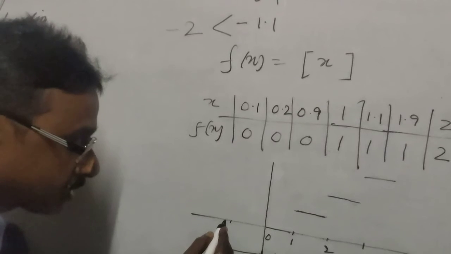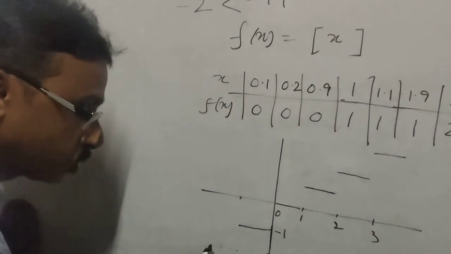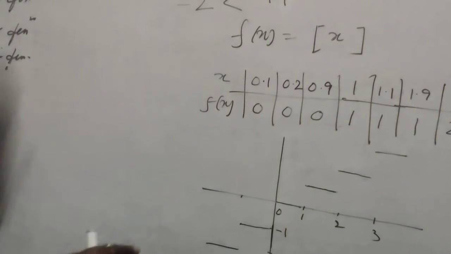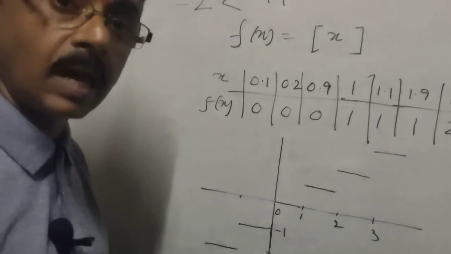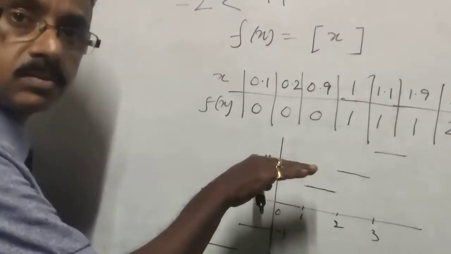So for less than this, all these images should be minus 2, minus 2, minus 2, like this way. So this is called the greatest integer function, also known as the step function. Why? It just looks like a stair.